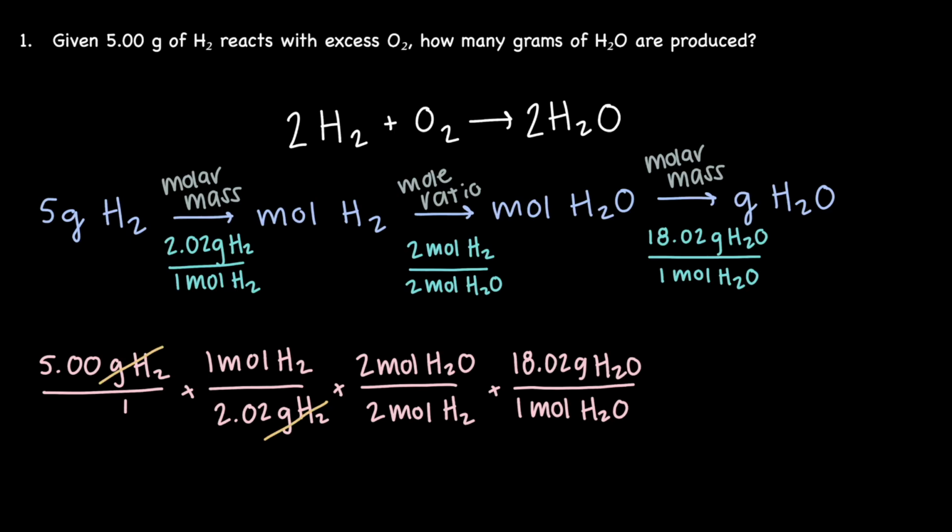Grams of H₂ cancel out, moles of H₂ cancel out, and moles of H₂O cancel out. We are left with grams of H₂O, which is the unit and compound needed for our final answer. Multiplying and dividing all values, we get 44.6 grams of H₂O.